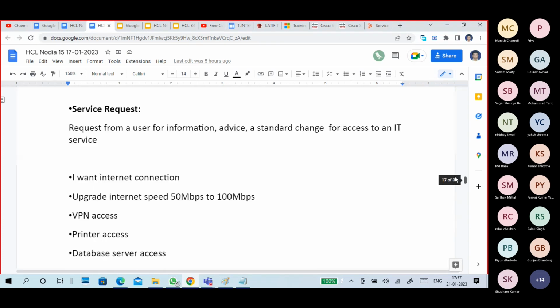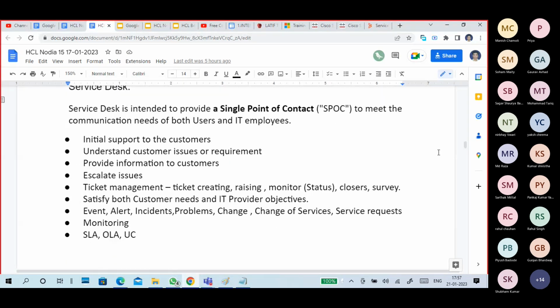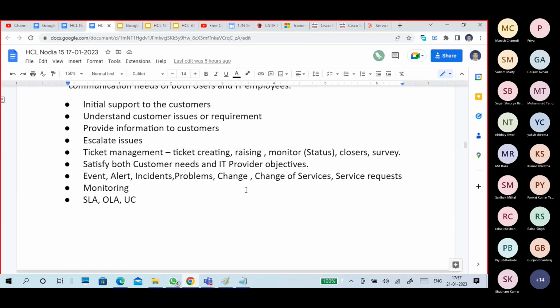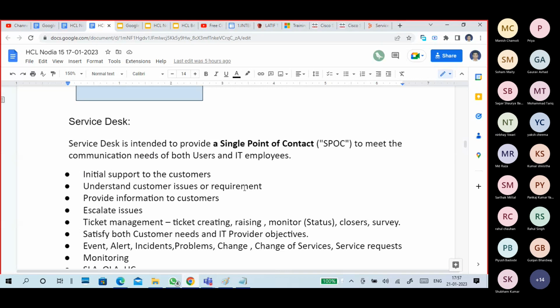Okay, what is a service desk? It is intended to provide a single point of contact to meet the communication needs of both users and IT services. Very simple, guys. What is a service desk? Single point of contact, SPOC, which is in between customers or clients and the IT employees.